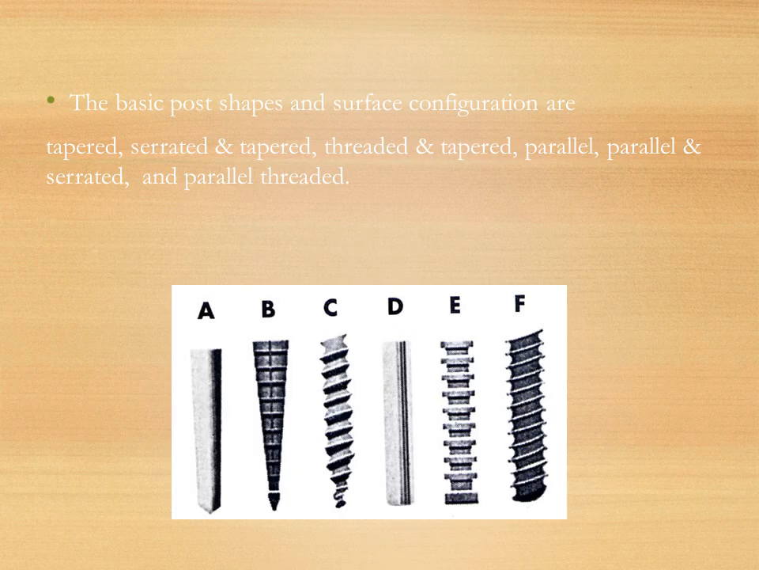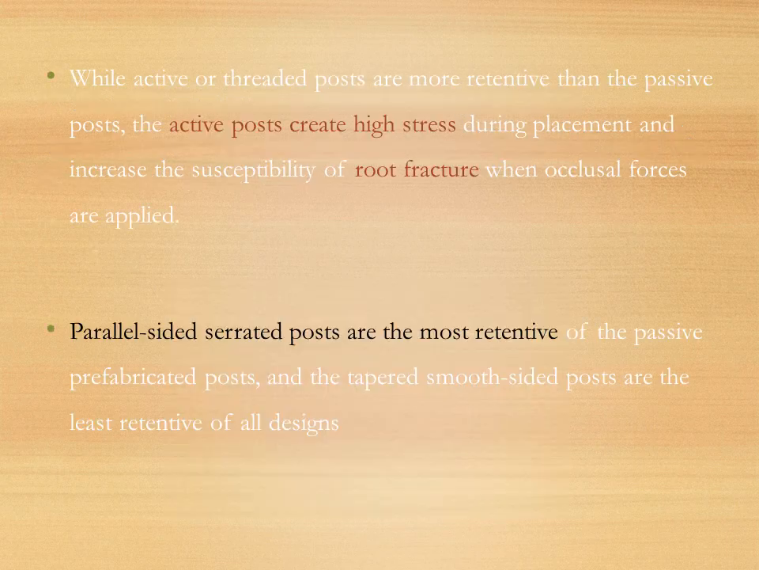It is parallel for more than 2/3 of the length of the post, and just at the apical 1/3 of the post, it is tapered to conform to the anatomy of the root canal. So it is nothing but a mimic of the natural anatomy of your root canal. Like I said, the active posts create high stress which can lead to root fracture, and the parallel sided serrated posts are the most retentive of the prefabricated posts, and the least retentive of course is going to be the smooth sided tapered posts.